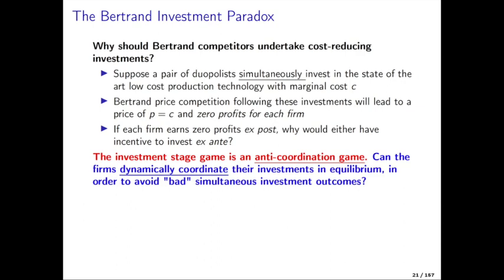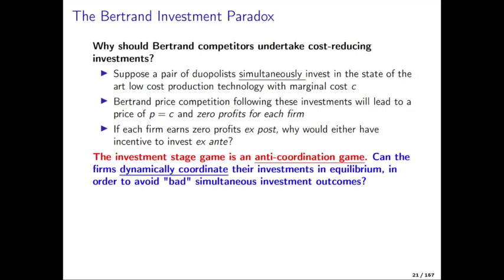Now that's also a simplified way of thinking, because this is a dynamic problem. It's really an investment game that's an anti-coordination game. So the firms could dynamically compete and coordinate their investments in equilibrium in order to avoid this bad simultaneous equilibrium, and that is actually possible.